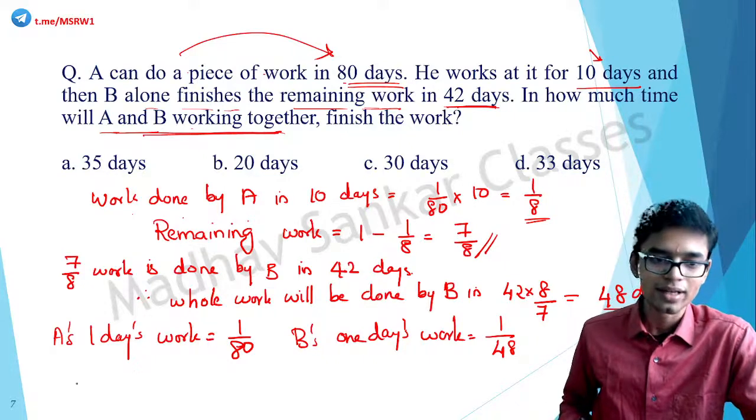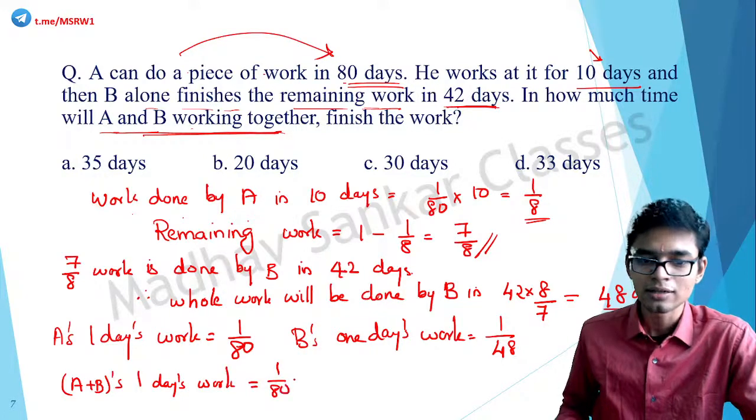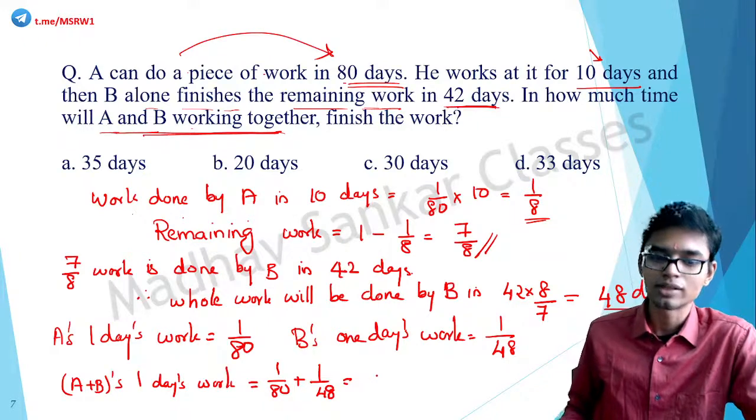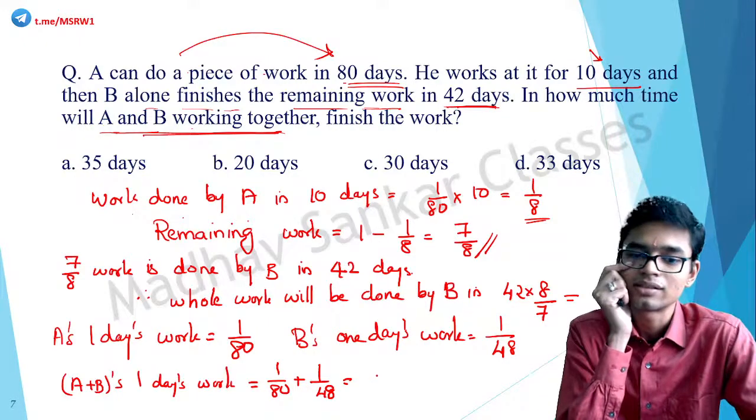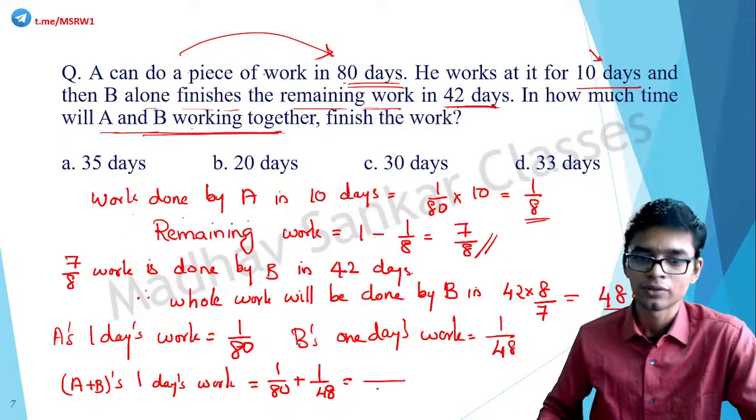So together, A plus B's 1 day work, this is the question, is equal to how much? 1 by 80 plus 1 by 48. And this is equal to, what is the LCM? 80, 160, no. 240, yeah, 240 is the LCM. Okay, so 240 divided by 80 is 3 and 240 divided by 48 is 5.